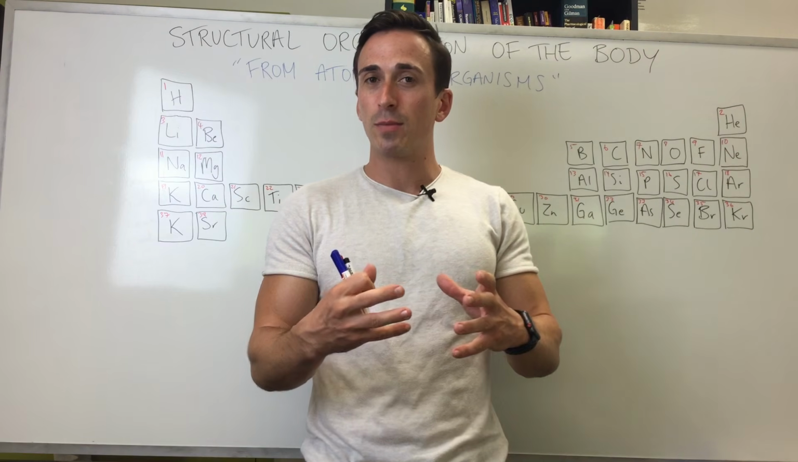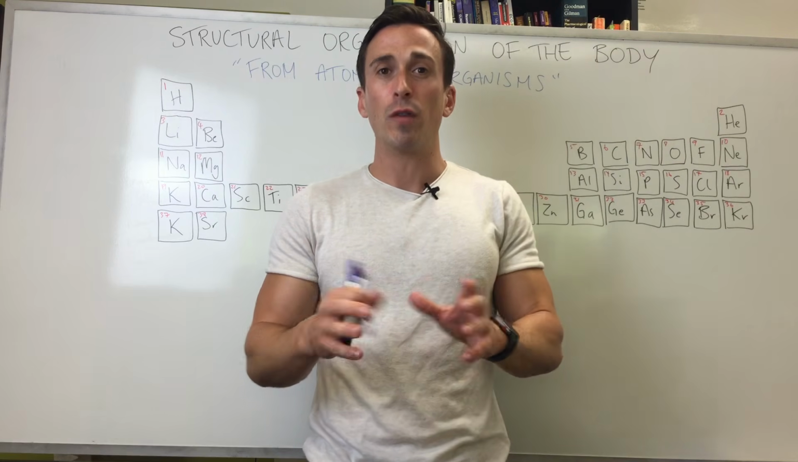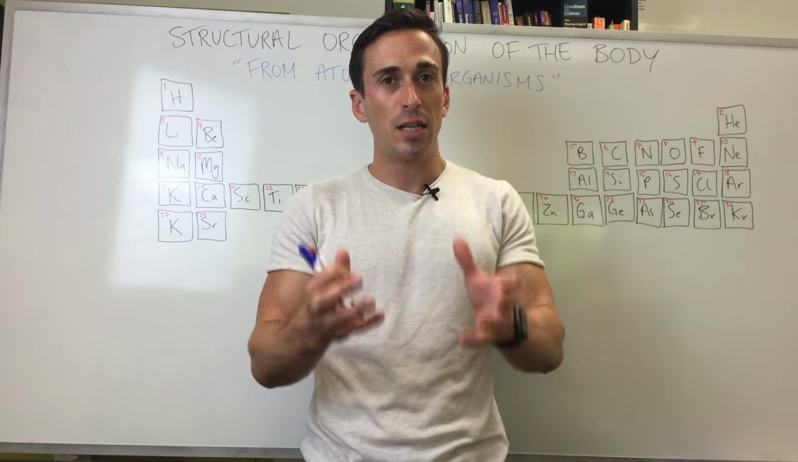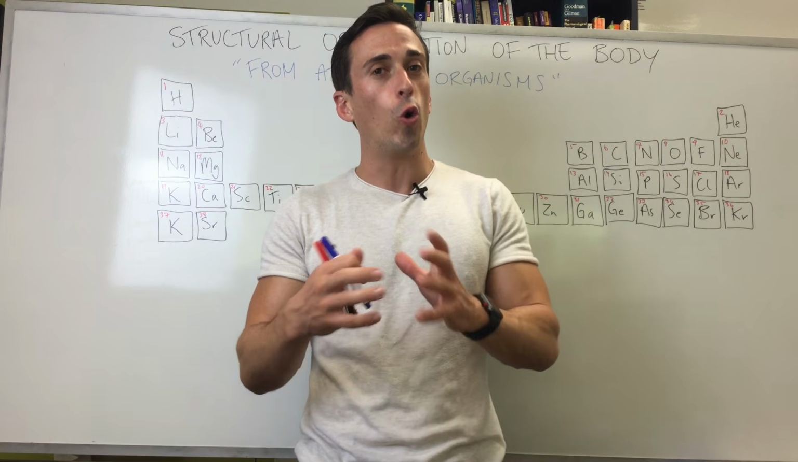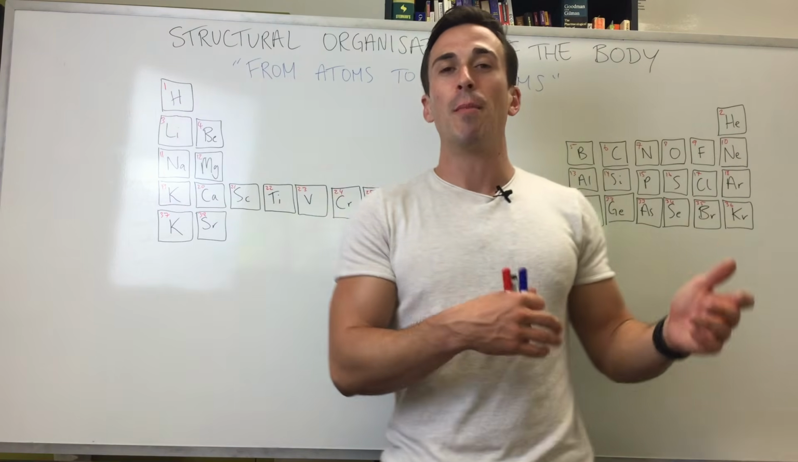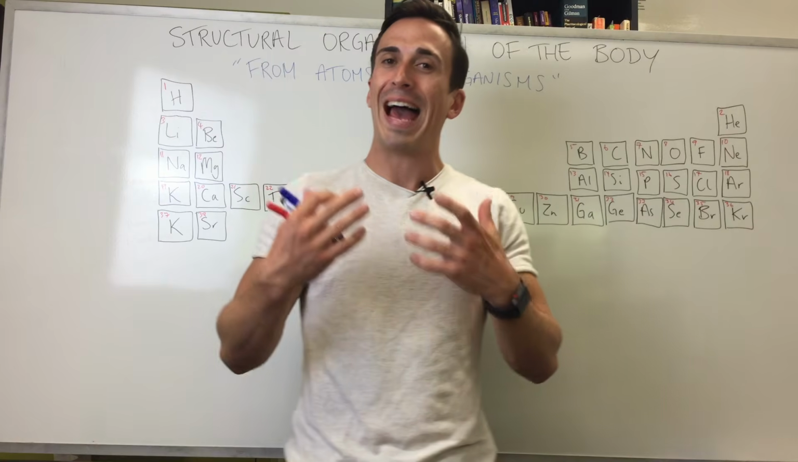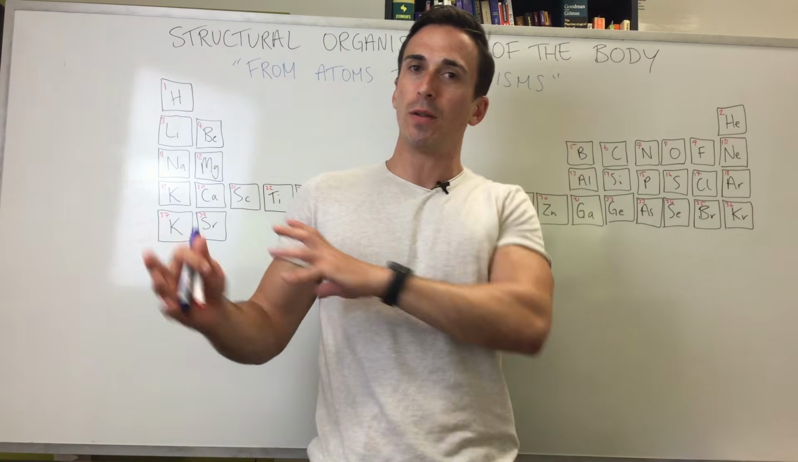The body is made up of all these systems coming together, but these systems by themselves are made up of tissues. And these tissues are made up of cells, and these cells are made up of organelles, and these organelles are made up of molecules, and these molecules are made up of elements, which are made up of atoms. Okay? So what I want to do is start at the atomic level and build our way up.